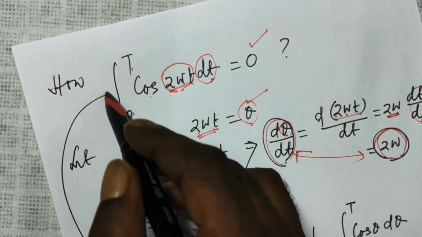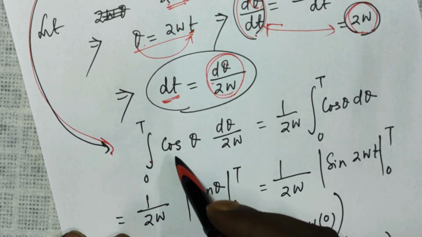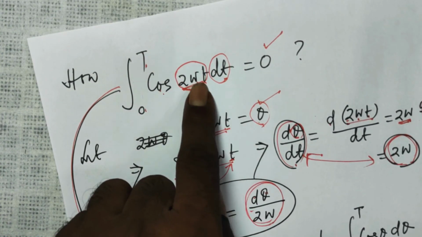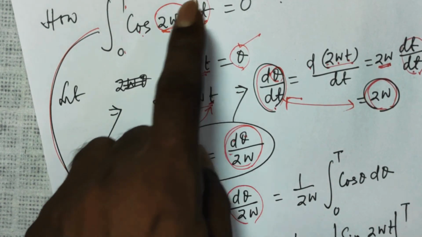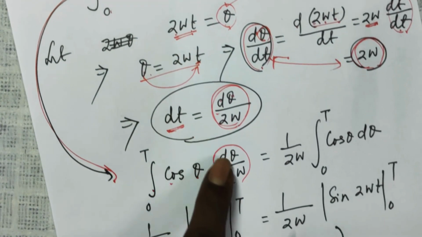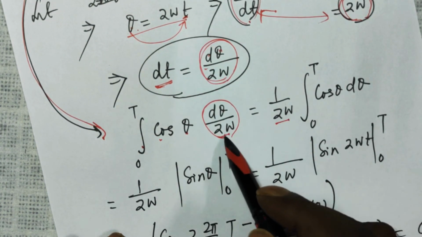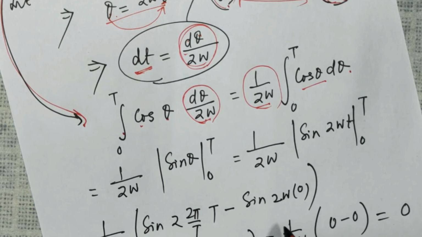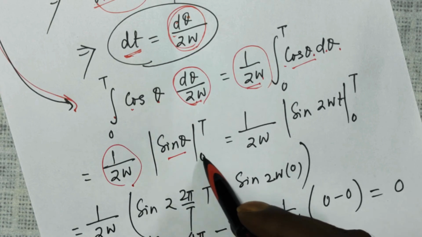So this now becomes integration of cos theta d theta by 2 omega. For 2 omega t, I put theta because that is what I considered here. For dt, I derived dt as d theta by 2 omega, so for dt, I substitute d theta by 2 omega, right? So 2 omega is a constant, taken out, it was in the denominator. So I am left with integration of cos theta with respect to d theta. So this is the same thing as integration of cos theta d theta, which is sin theta, its value from 0 to T.